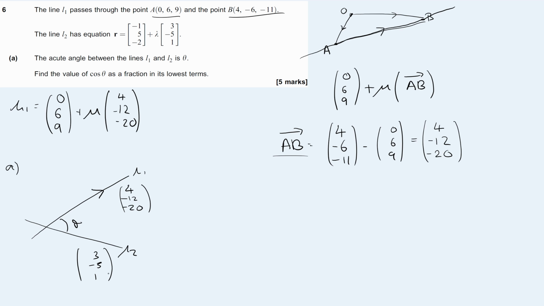So you should recall, or you're going to have to remember, the dot product formula. So A dot B is the magnitude of A, magnitude of B, cosine of theta. Okay, so in this case, let's call A the first, so 4, minus 12, minus 20, and B is the vector 3, minus 5, 1. So it's a vector, so we'll just underline it.